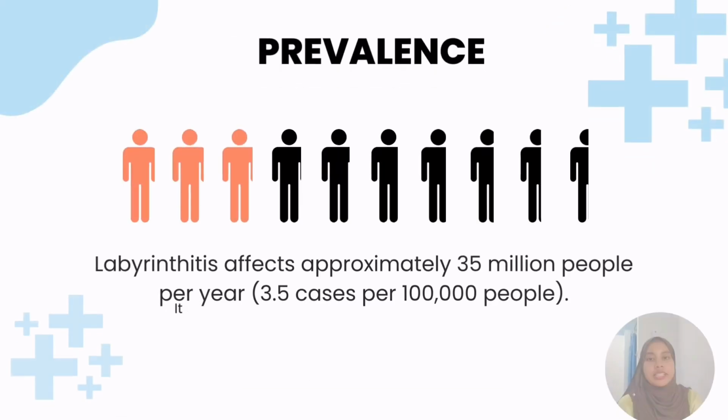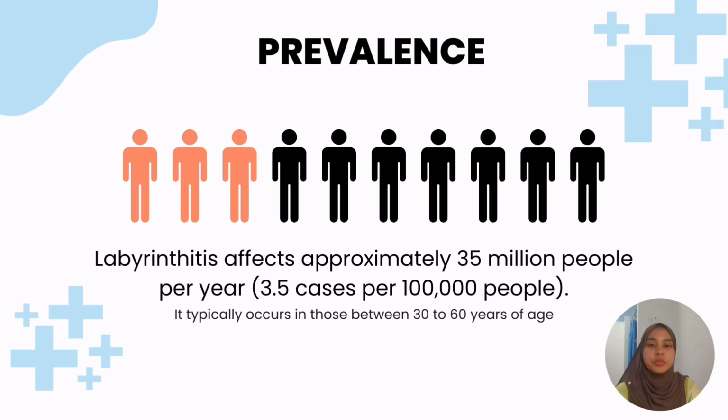Okay, labyrinthitis affects 35 million people per year, which is approximately 3.5 cases per 100,000 people. It typically occurs in those between 30 and 60 years of age, and there are no significant differences between male and female incidence rates. In 95% of cases, sufferers experience a single attack and fully recover.